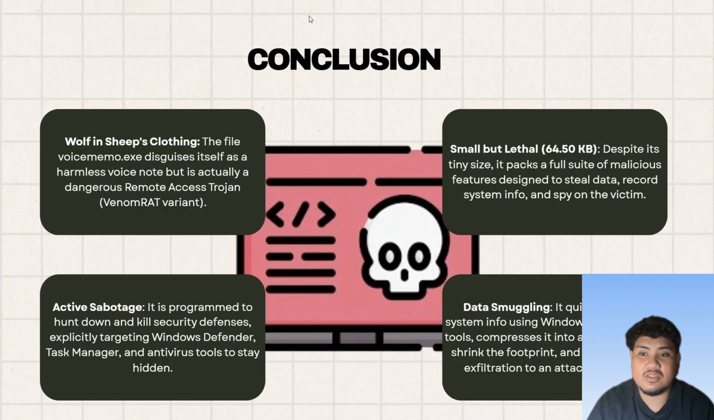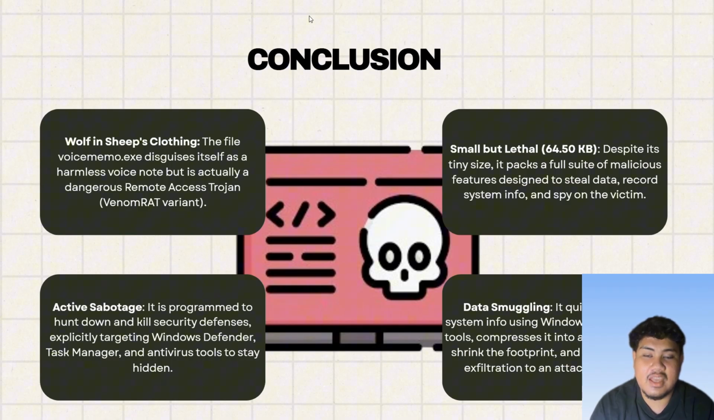Moving to the closing. This is where the file voicememo.exe disguises itself as a harmless voice note, but it's actually a dangerous remote access Trojan, a Venom Rat variant. Small but lethal, at 64.50 KB. Despite its tiny size, it packs a full suite of malicious features designed to steal data, record system info, and spy on the victim.